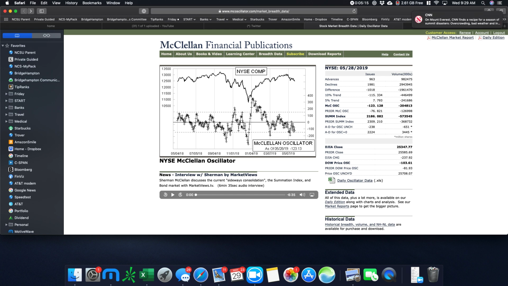We want to look for these high and low values, but more importantly, we want to see how rapidly those changes occur, because what goes up fast usually comes down pretty fast. I hope that was helpful.